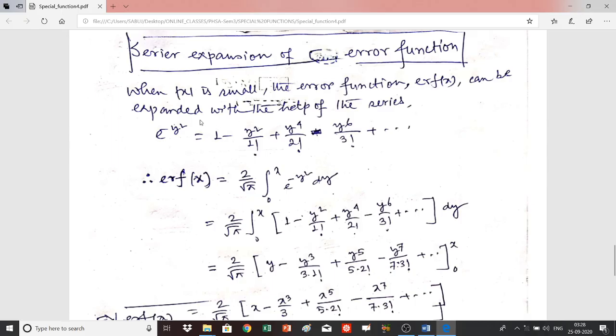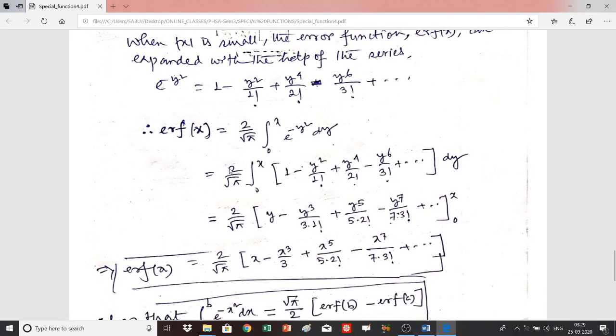That is done here: e to the minus y square is equal to 1 minus y square by 1 factorial, then y to the 4 by 2 factorial, then minus y to the 6 by 3 factorial, and so on. And you know that the error function can also be written in this form: erf(x) is equal to 2 by root pi, integral from 0 to x of e to the minus y square dy.